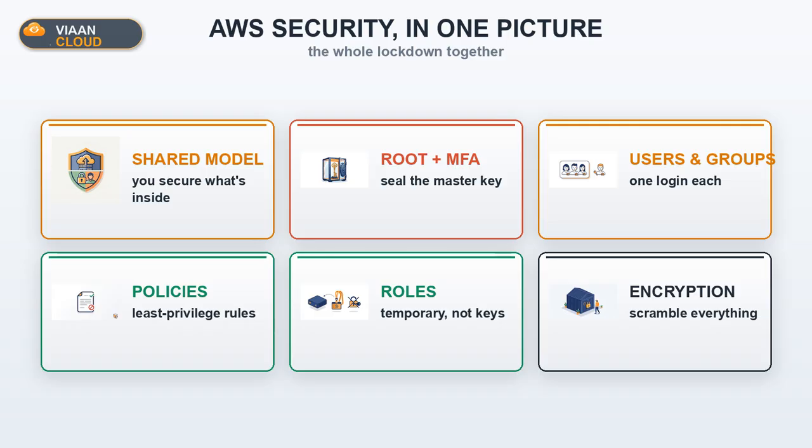The root user gets locked away behind MFA. Humans get individual users sorted into groups, and policies grant least privilege, where an explicit deny always wins. Applications use roles for temporary credentials instead of long-lived keys. Secrets live in a vault, and encryption protects your data both at rest and in transit. Get those right, and you've closed the doors that almost every breach walks through. It isn't about being clever, it's about not leaving doors open.